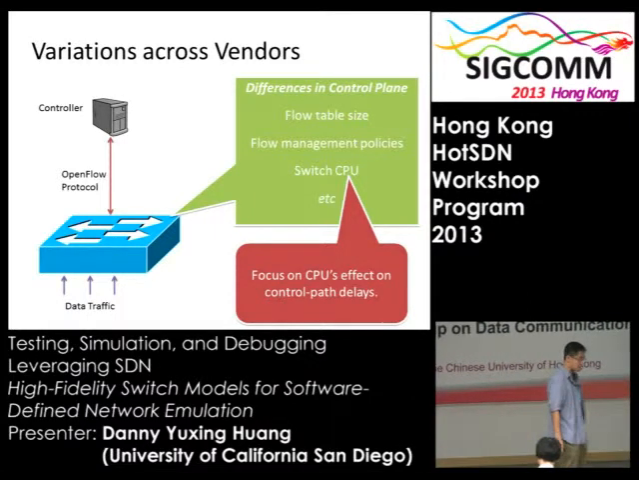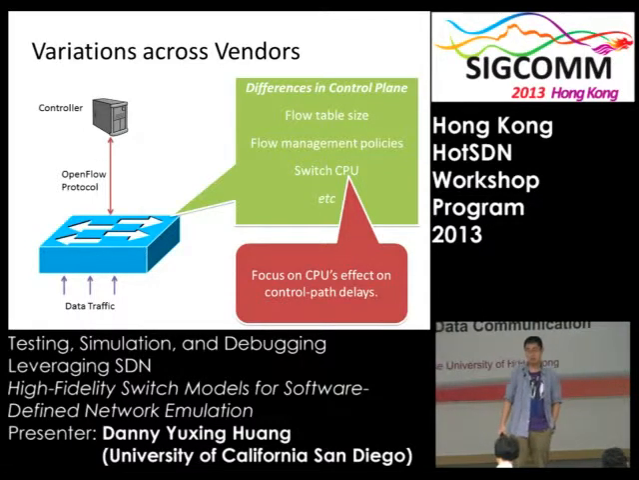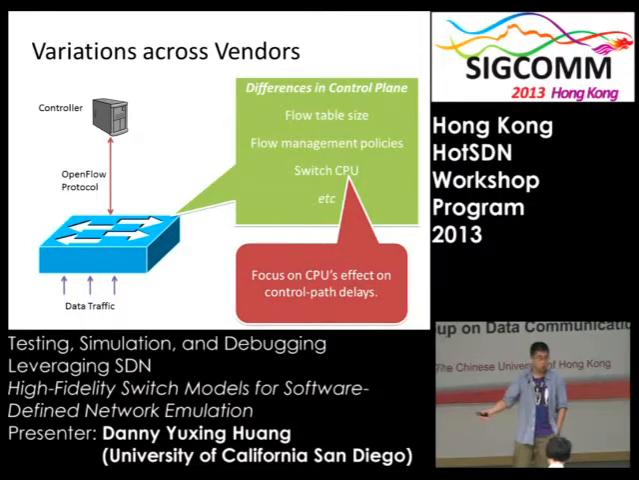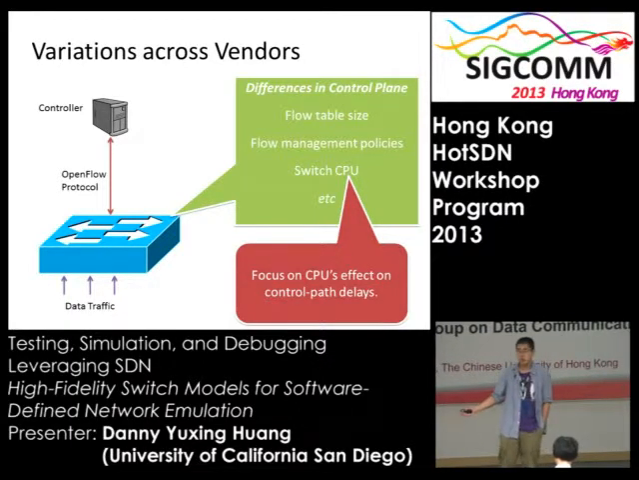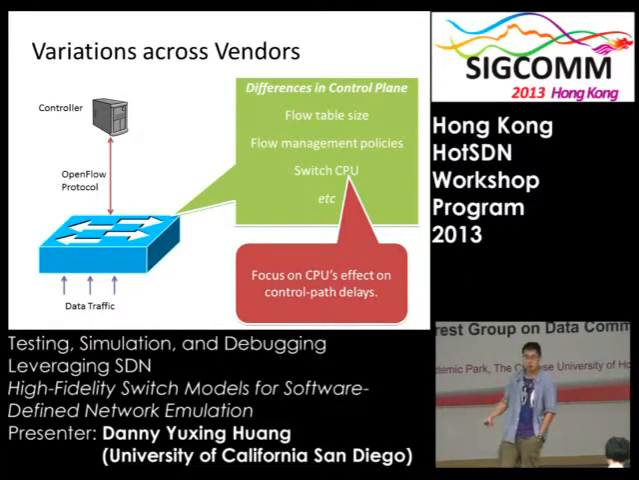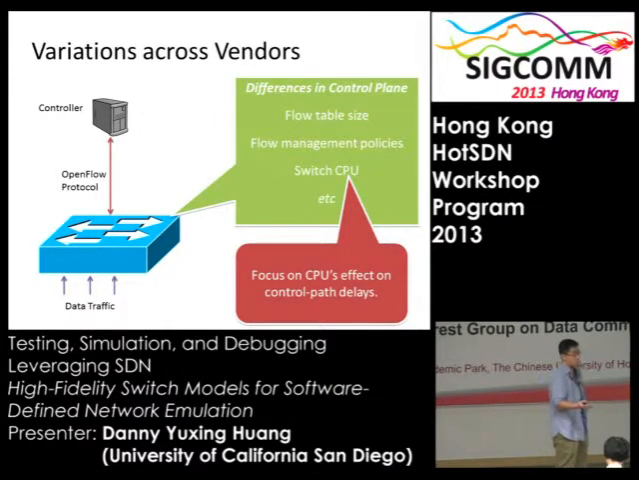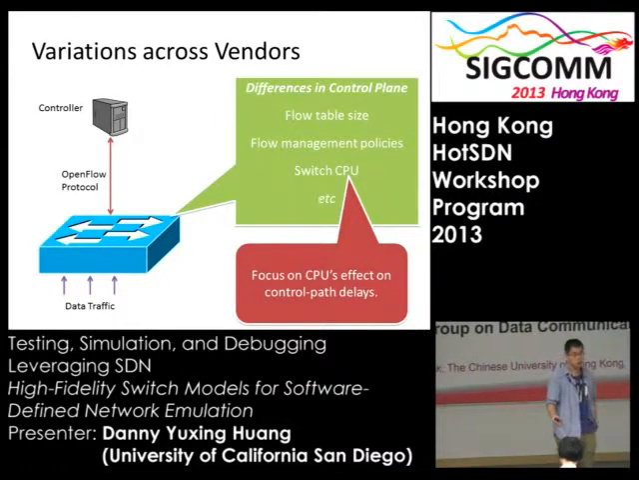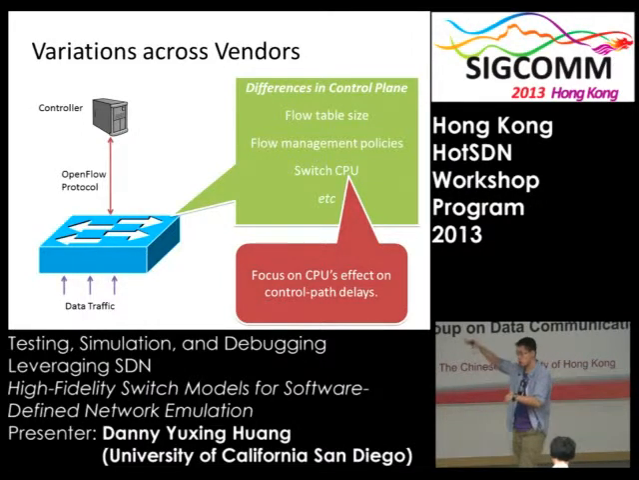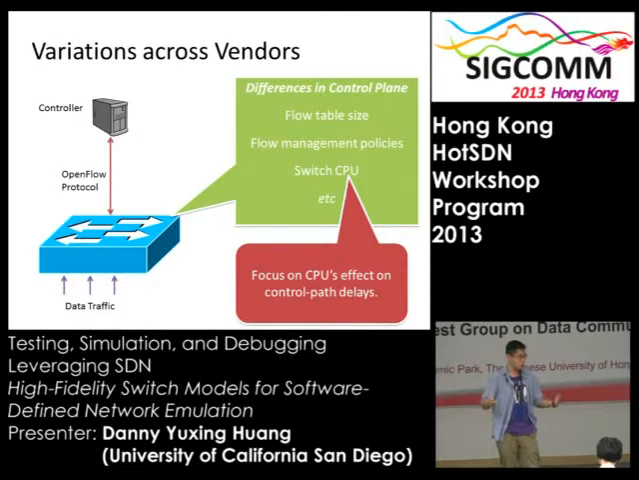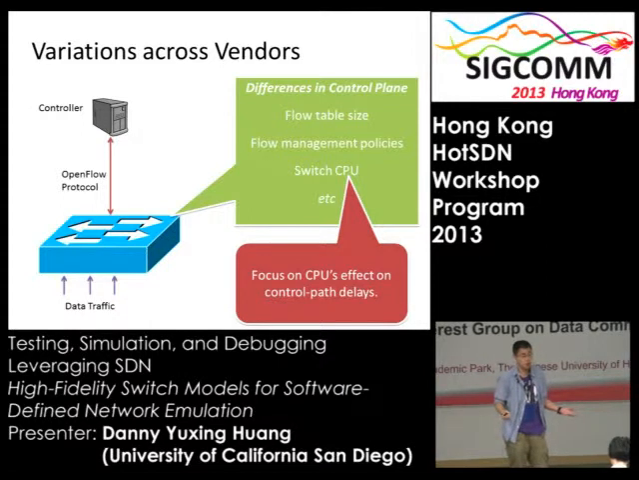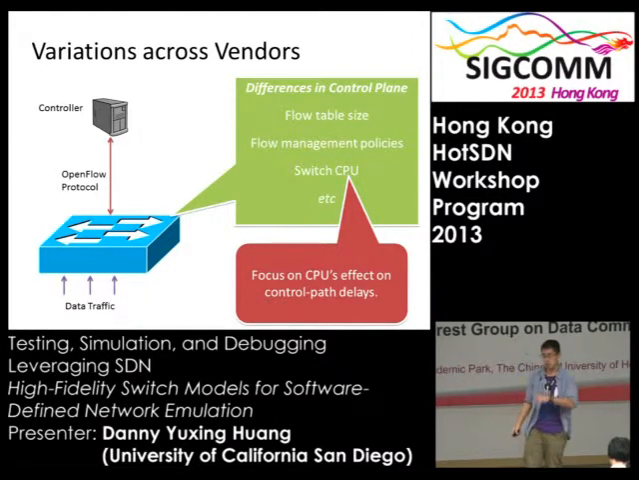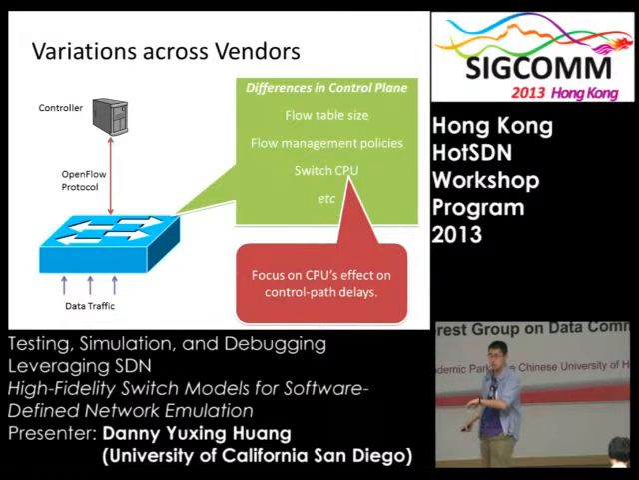Or the flow table management policy might be different. Some switches have software tables to buffer rules that are being installed too fast. Some switches simply don't have software tables, so if you install rules too fast, they're just dropped. Different switches also have different CPU speeds. The CPU is involved in handling the control plane communication. So with a slow CPU, you get slower performance in the control plane, and in a way, slower performance in the data plane, because control plane and data plane performance are closely coupled.